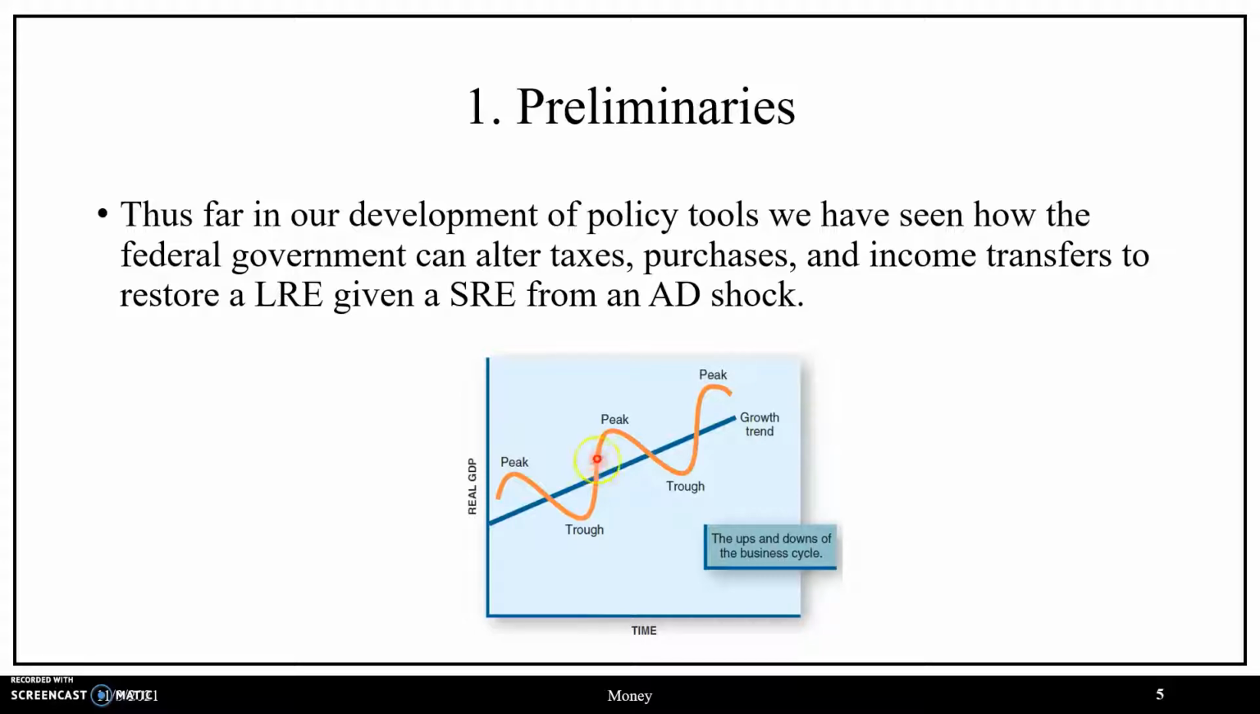Should there be a positive AD shock occurring in the aggregate product market, we'll be at an expansionary short-run equilibrium. The government can then use contractionary fiscal policy in order to revert us back to a long-run equilibrium. Likewise, if there's a negative AD shock in the aggregate product market leading us to a contractionary short-run equilibrium, the government can use expansionary fiscal policy to return us back to a long-run equilibrium.